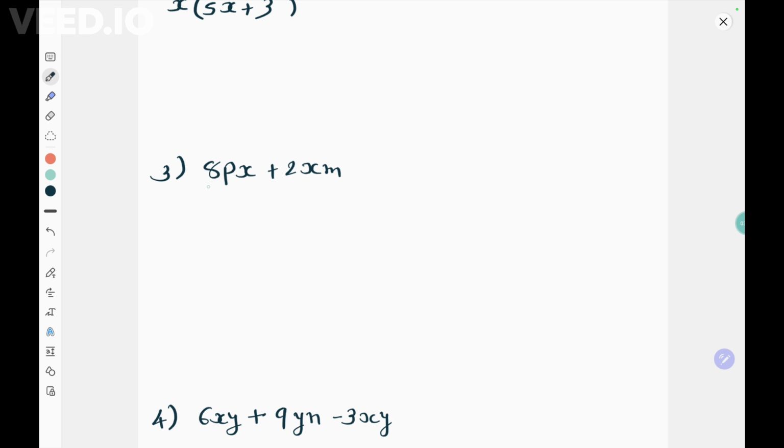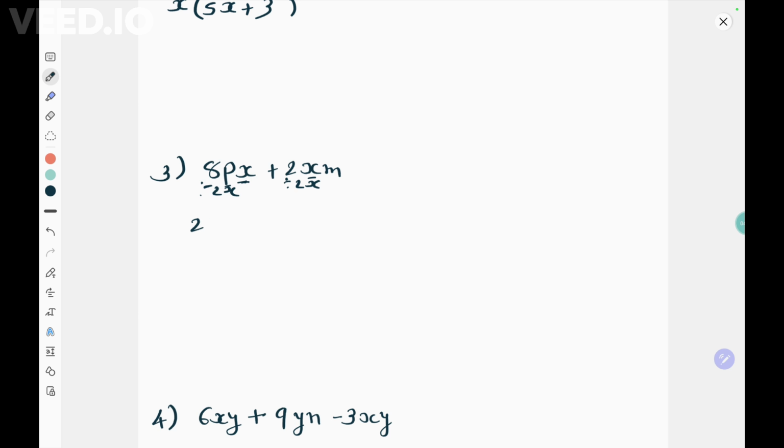The third example has the numbers 8 and 2. Let's first check the coefficients. Both can be divided by 2, right? Both have a common factor of 2. Also the variable p: the second term has no p variable, so it is not possible. But yes, the first and second terms both have x as a common factor. So 2x is a common factor.